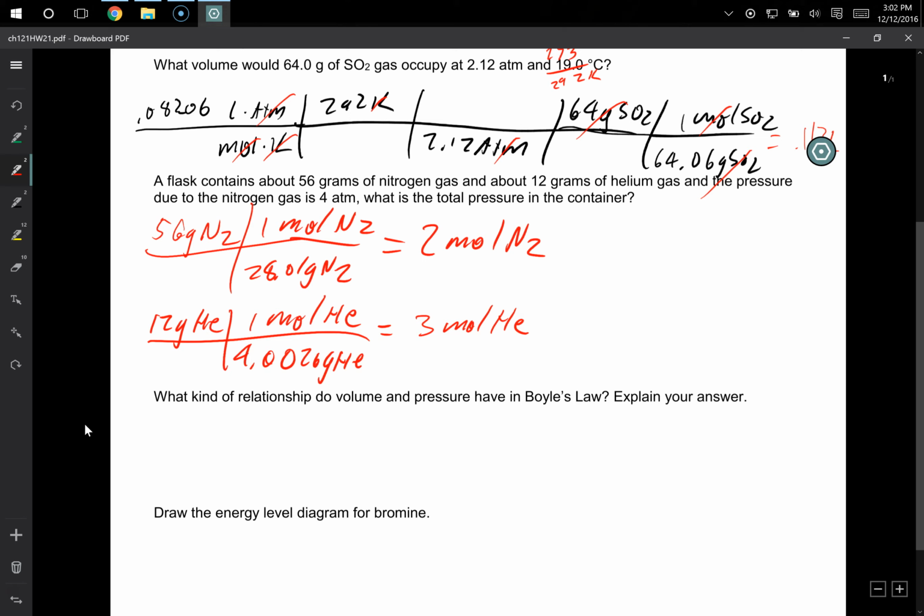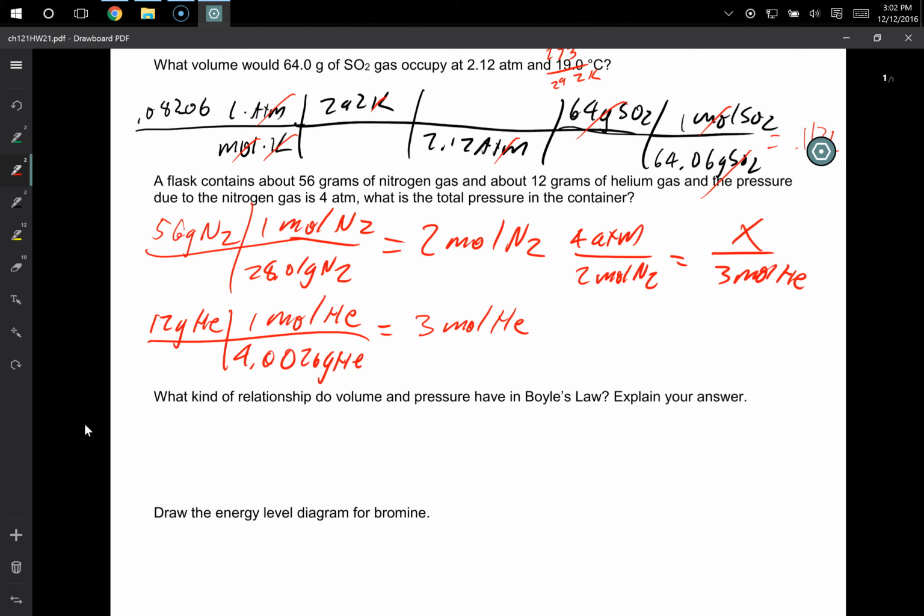So let's do 4 atm. 4 atm of pressure is equal to 2 moles of N2. And I've got 3 moles of helium. And so I don't know what the pressure of the helium is, but it's going to be 6 in this case. So 4 divided by 2 times 3 gives us 6. So I have X equals 6 atm. So then the total pressure is going to be 10 atm.